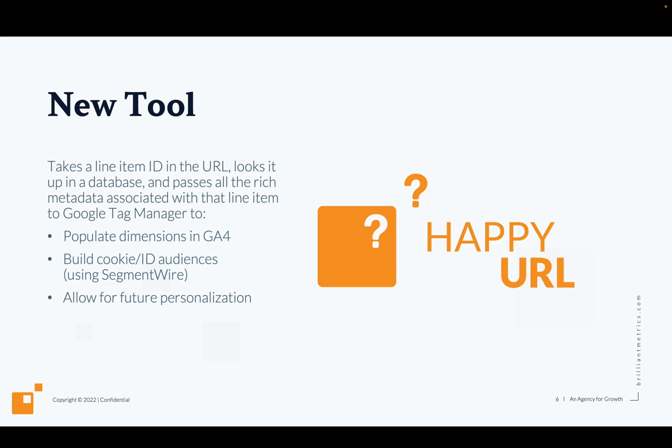We also are able to use all of that rich segmentation information to build cookie ID audiences and feed that data into our other tool, SegmentWire. I'm not going to get into the details of SegmentWire today because that's kind of out of context of today's video. But SegmentWire lets us take that information from all that rich metadata and build audiences on your behalf. In the future, it'll be possible to use some of this rich information for personalization as well.